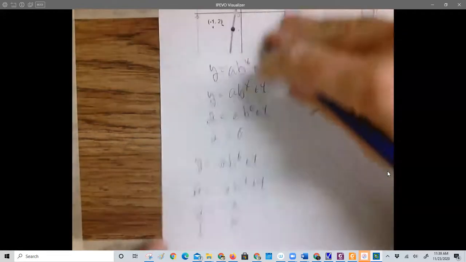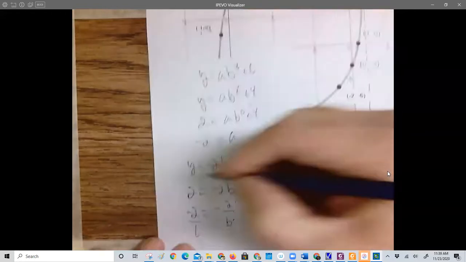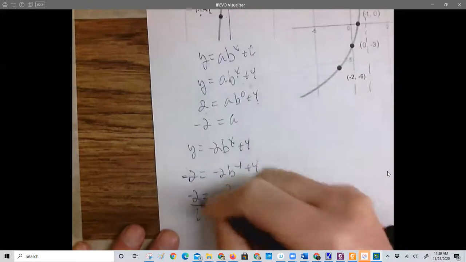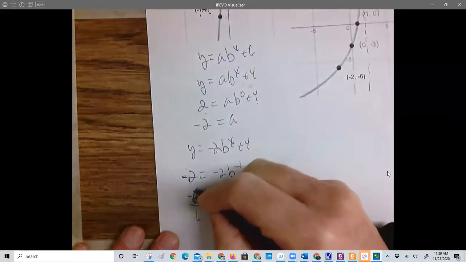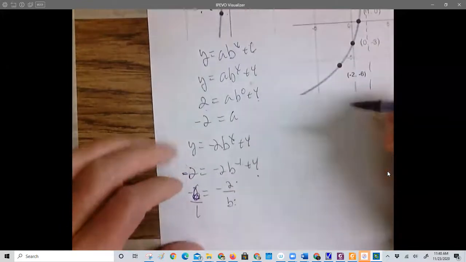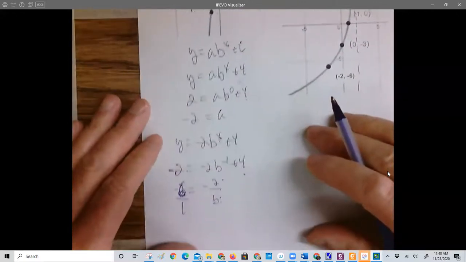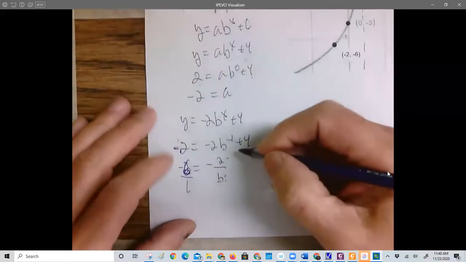This should be -2. -2. That should be -6. See what I was getting? I was going to get b equals 1, and that's the problem. I didn't label that point correctly. So I'm glad I caught it. I'm glad I didn't give you that one.